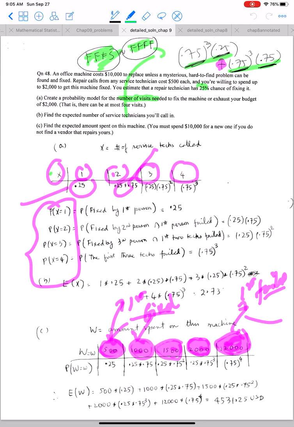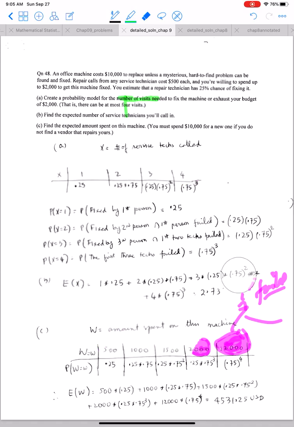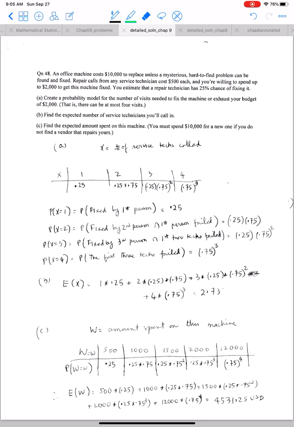So now the next question is as follows. An office machine costs 10,000 to replace unless a mysterious, hard to find problem can be found and fixed. So we call technicians and they each charge us $500. The chance that they can fix it is 25%. Calculate the probability model for the number of visits needed to fix the machine.